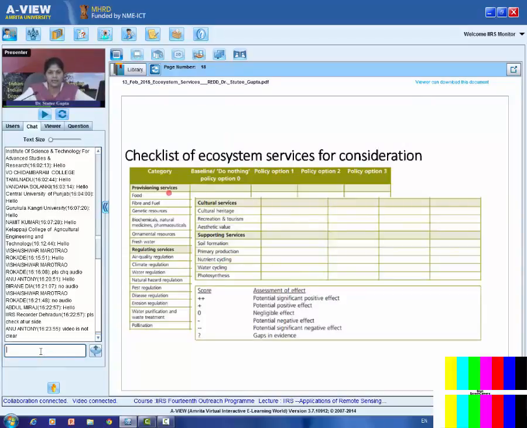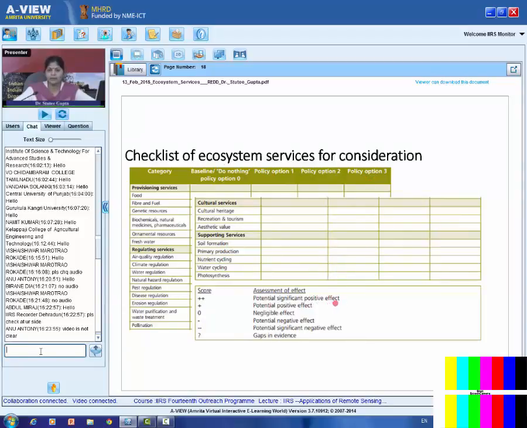Similarly, once that exercise is done, as we discussed earlier, we categorize the services into the various heads and then give a score to them, based upon the baseline, when we were doing nothing, and when there is a policy-driven change. There can be policy option 1, policy option 2, policy option 3 and so on. So now here we have to give the appropriate scores depending upon the baseline and the policy options.